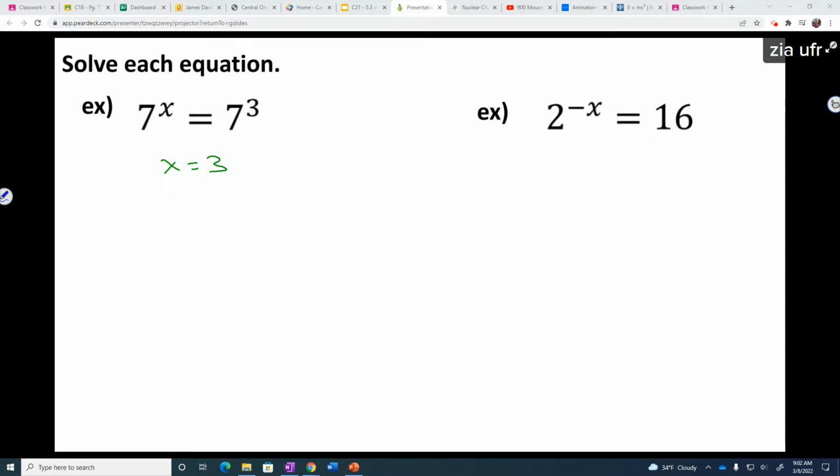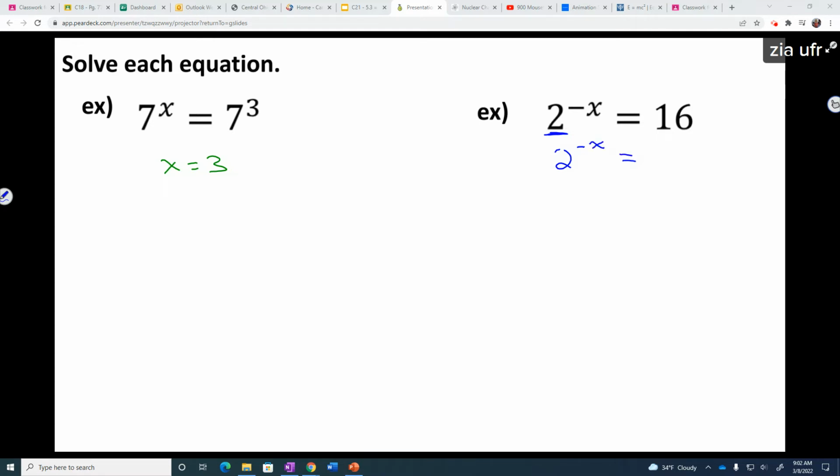Next one, we've got 2 to the negative x equals 16. So we've got to change one of these bases. You could, I suppose, change either one that you wanted to. Generally, you want to choose the bigger number to change it to make it the same base as this. We need to make 16 as 2 to some power. Okay, yeah, 2 to the 4th.